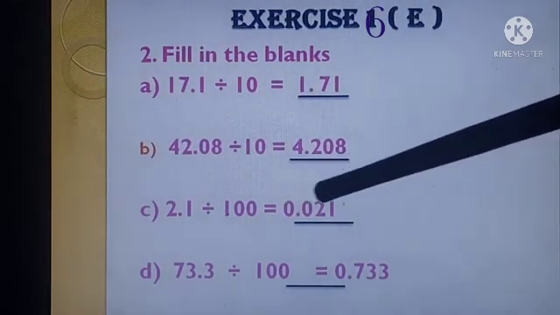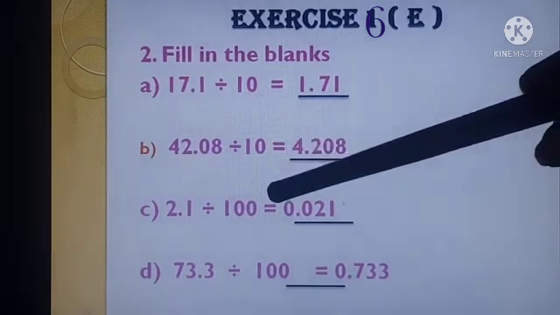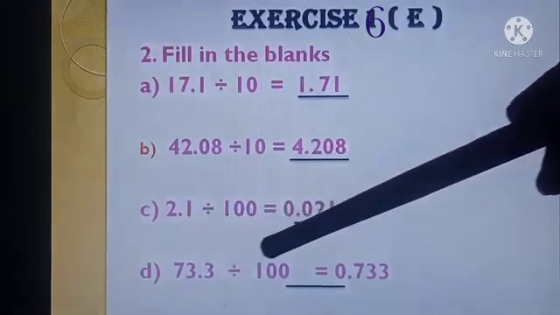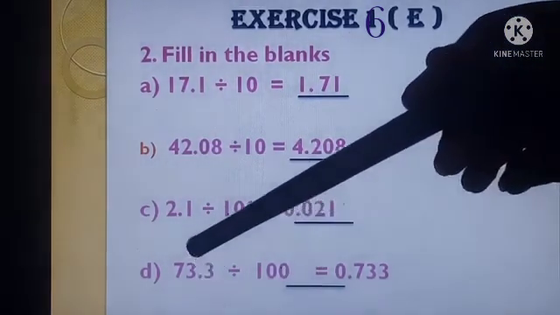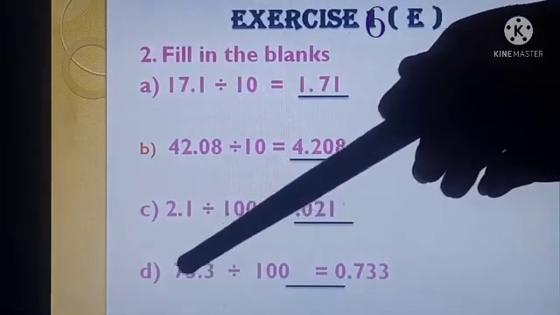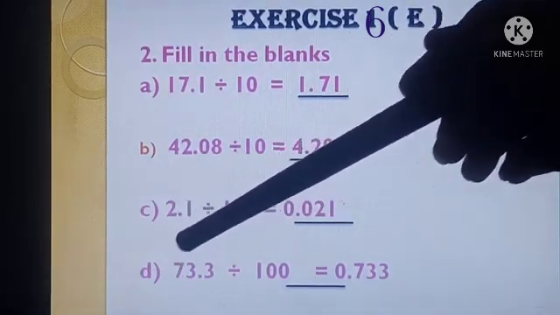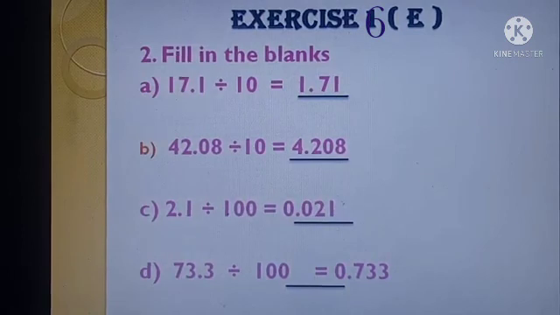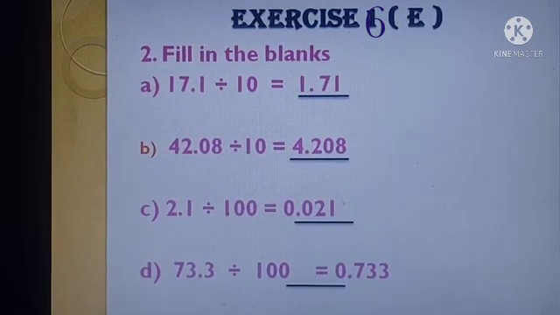Or it is 0.021. In place of the whole number part we have put 0, right? Next is 73.3 divided by 100. 100 contains 2 zeros, so the decimal will shift 2 places back. One place it will come before 3, one more place it will come before 7. So our answer will become 0.733. Understood? 0.733 or .733, the meaning is the same.